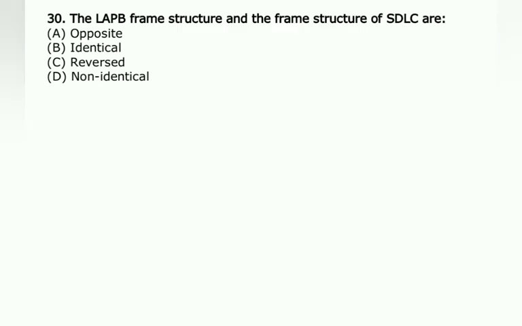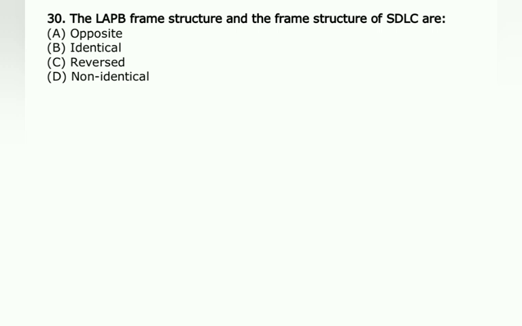The LAPB frame structure and the frame structure of SDLC are... What is meant by LAPB? That is Link Access Protocol Balanced, and SDLC means Synchronous Data Link Control. LAPB is a precursor of HDLC, that is High-level Data Link Control. These two frame structures are in the data link layer only. So that's why the answer is B.